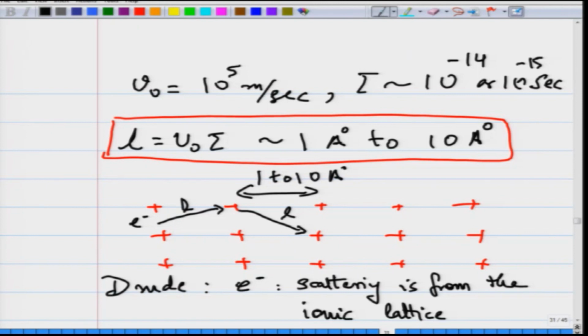So, everything seemed quite right, everything seemed very nice, but there are some limitations to this Drude model, and this is where the problem starts. The mean free path as per the Drude model is given as 1 to 10 angstroms, but is it right? What do experiments say? And are the conclusions of the Drude model really correct? We will look at some of the limitations of Drude's model.